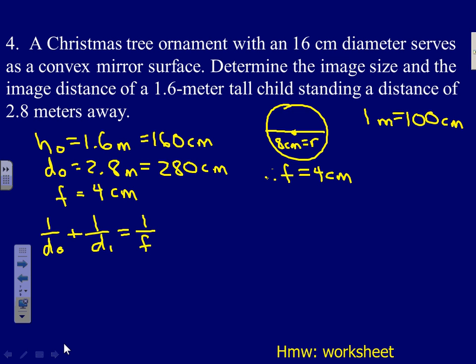Let's continue. 1 over 280 plus 1 over DI equals 1 over 4.